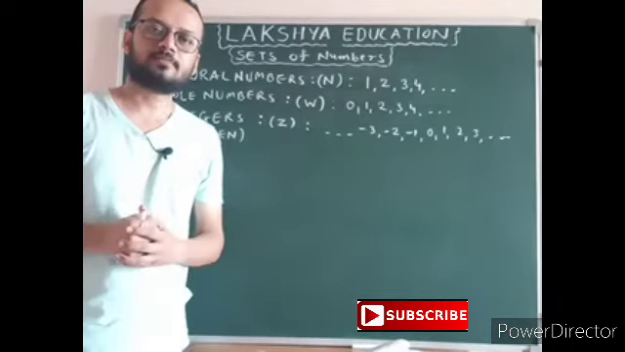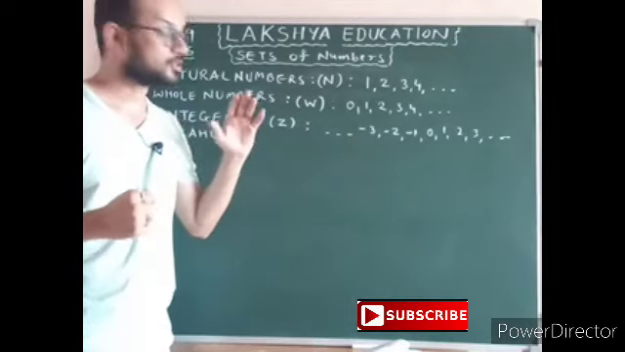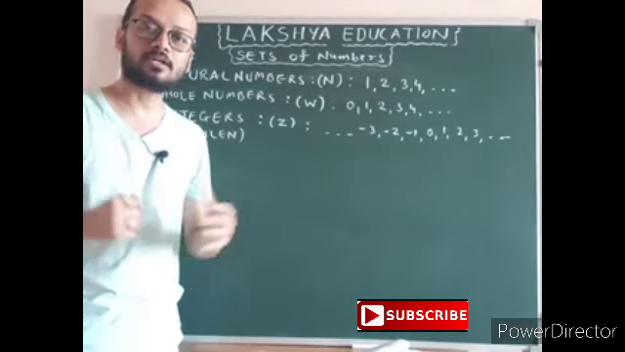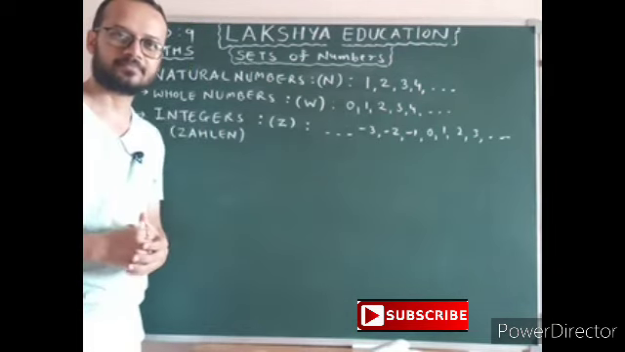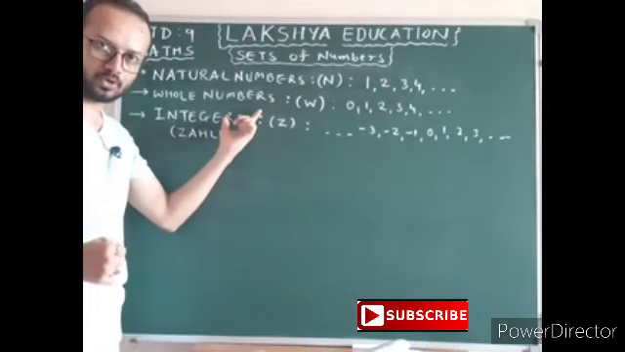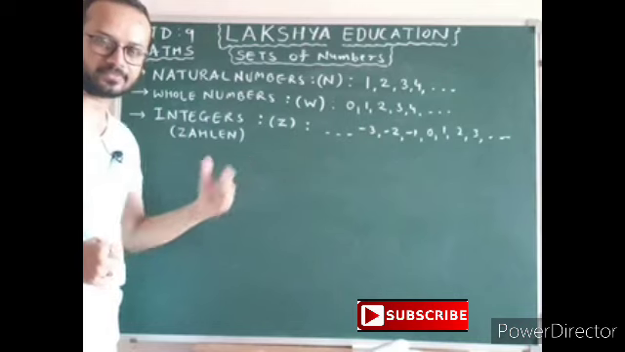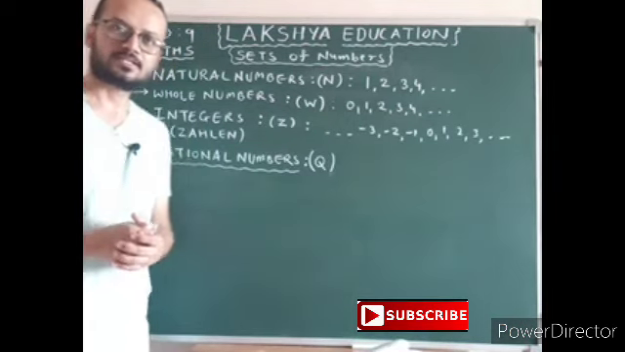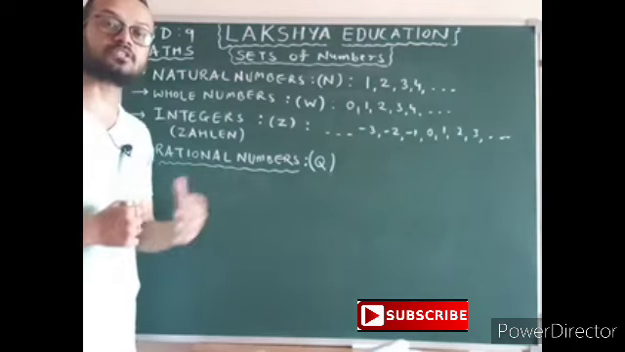In the earlier standard you have studied about this set and you have also studied how to show these integers on a number line. So this is the third set of integers. We can see here all the natural numbers are included in whole numbers and all the whole numbers are included in integers. Now the next set is a very important set and it is set of rational numbers.